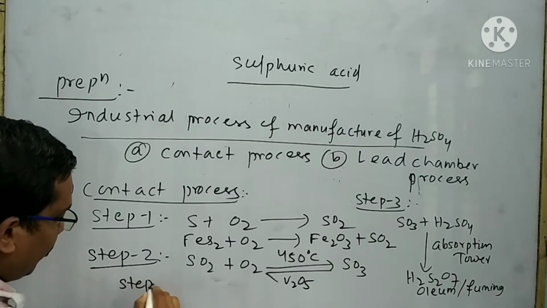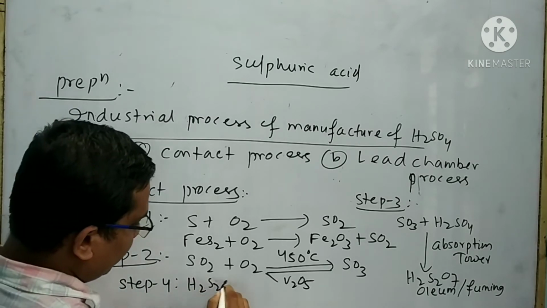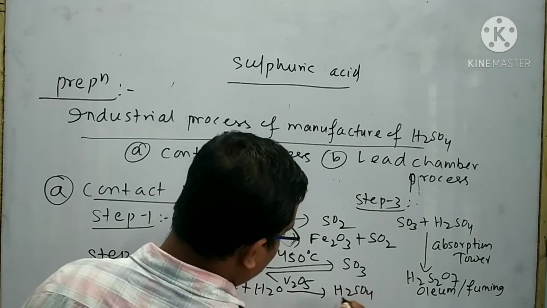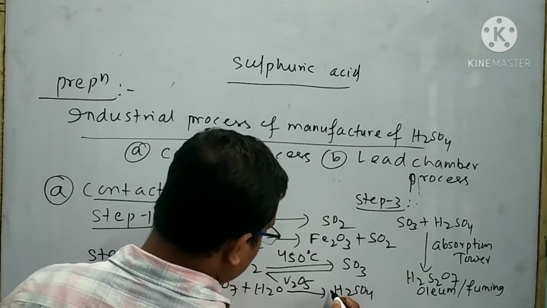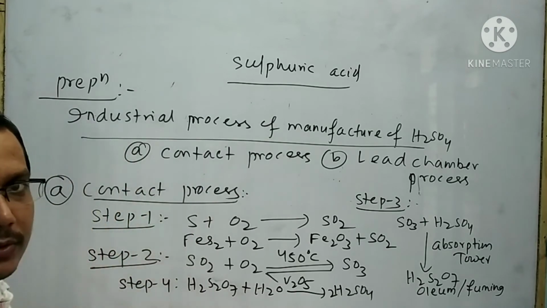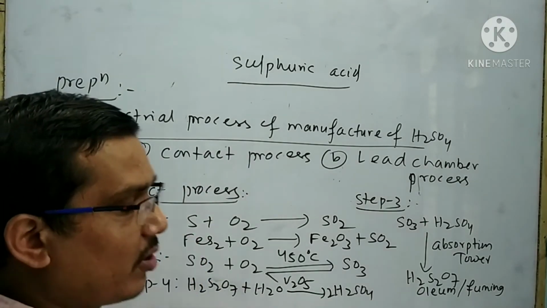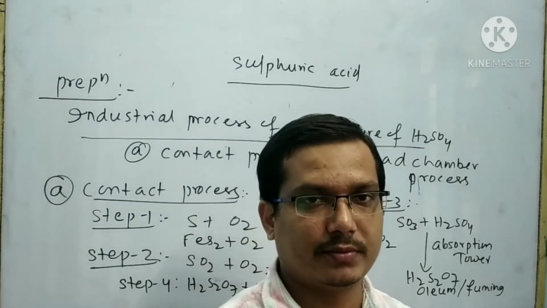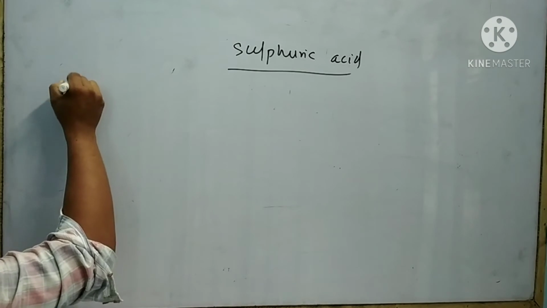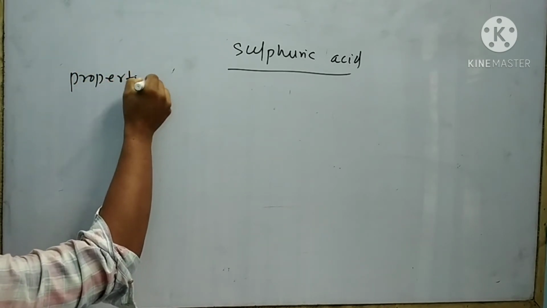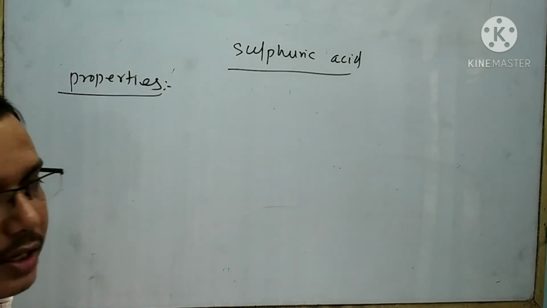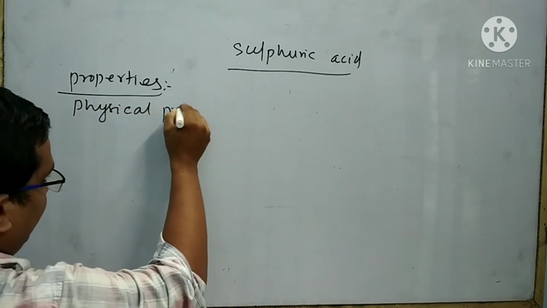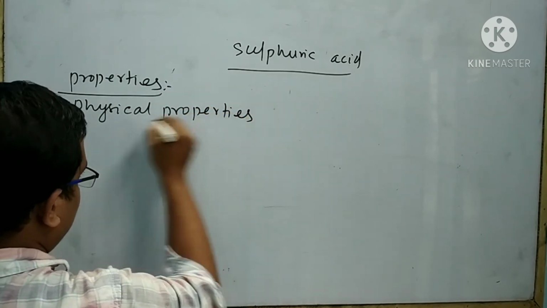Step number 4 is H2S2O7 plus water gives H2SO4. Here two molecules of H2SO4 are formed. This is the contact process by which H2SO4 is formed. Next I will explain about the properties of sulfuric acid. At first I will discuss about the physical properties of sulfuric acid.